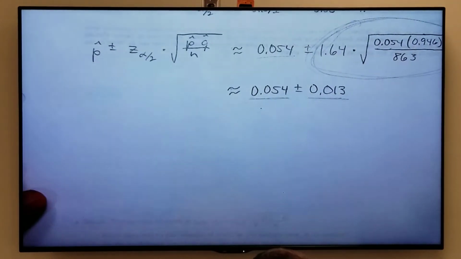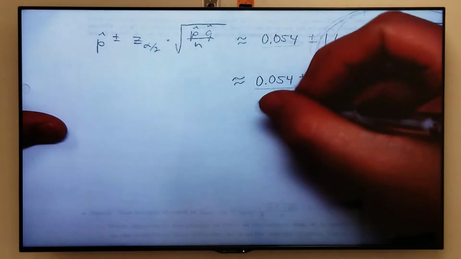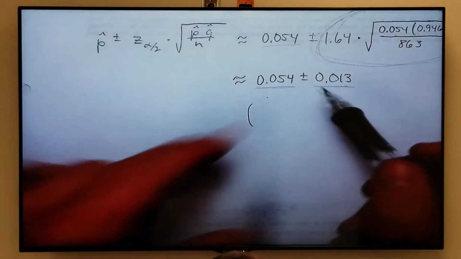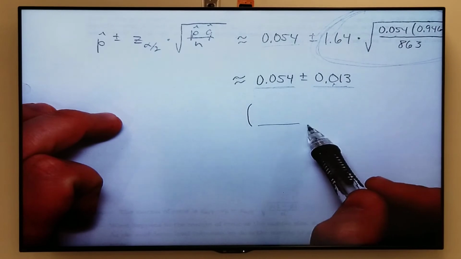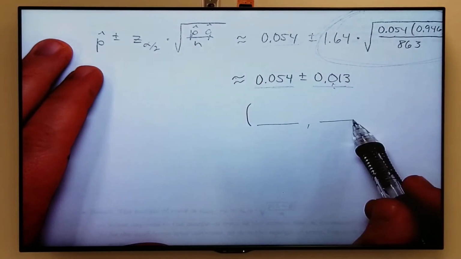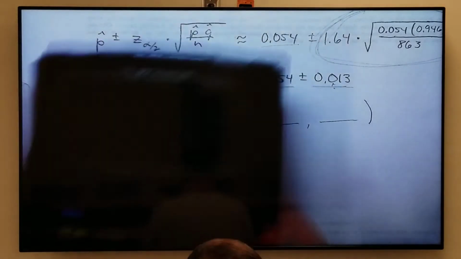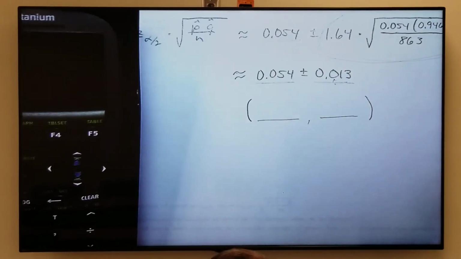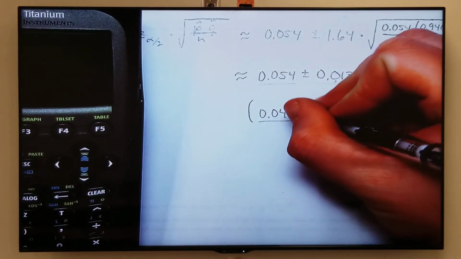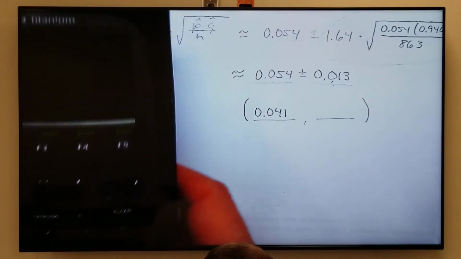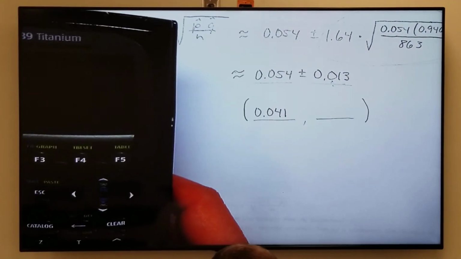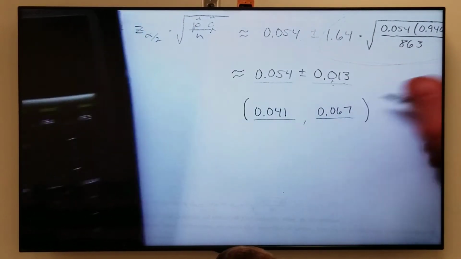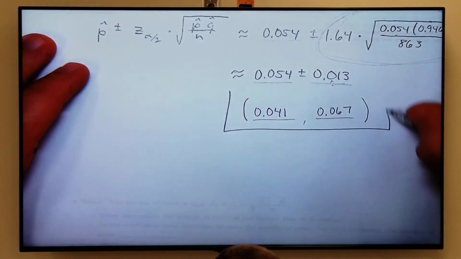But let's finish this now. When I give my answer, I want you to give the answer in interval notation. So you're going to subtract these values and put that answer on the left. Then you're going to add these values and put that answer on the right. So I'm going to do 0.054 minus 0.013, and I get 0.041. Then I'm going to do 0.054 plus 0.013, and that gives me 0.067. Okay, and that's my answer.